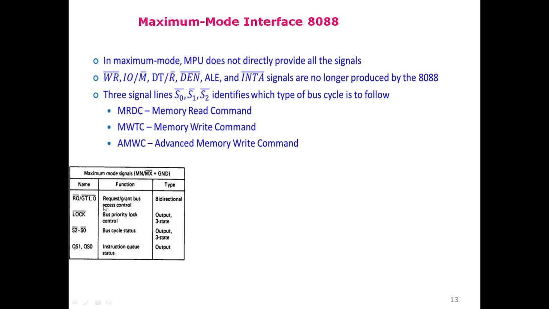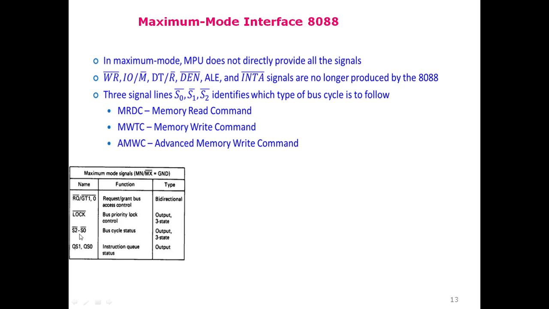And in this mode, there are two pins, request and grant: request 0, request 1, or grant 0, grant 1. These are two bidirectional pins to request the bus, or the same two pins may be used to acknowledge if the bus has been granted. Then there is a pin, lock, the bus priority lock control. It locks the bus, the master bus.